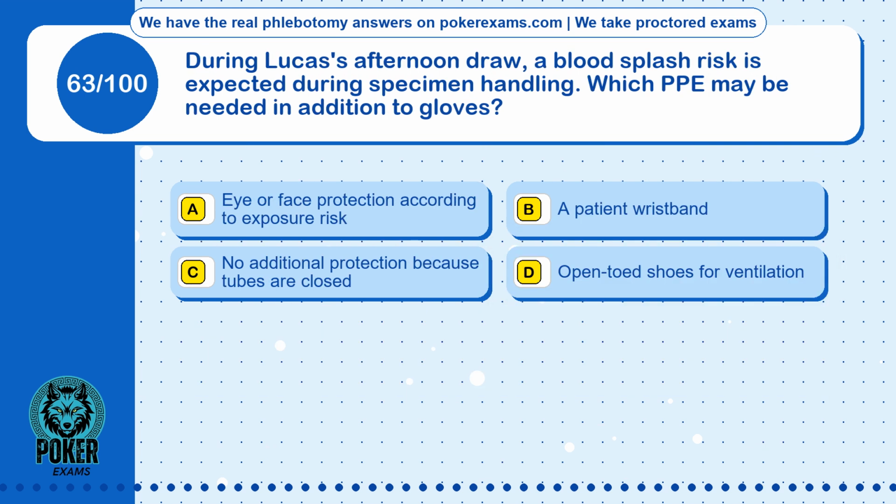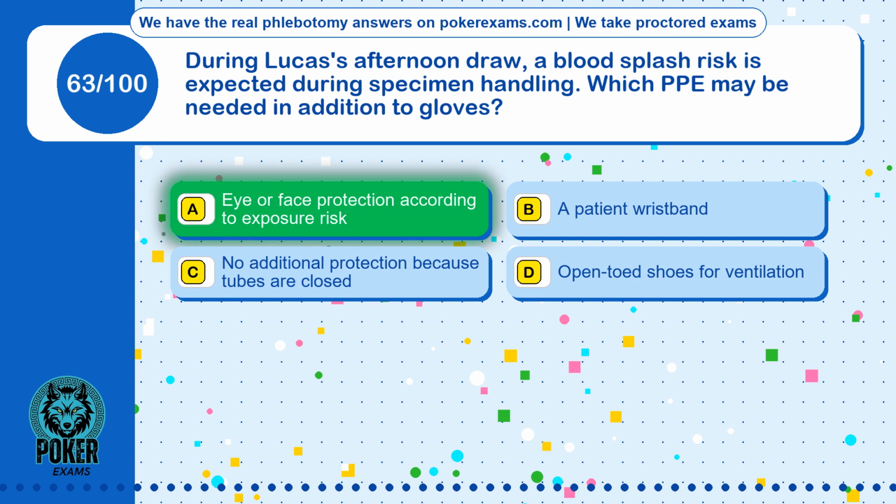Question 63. During Lucas's afternoon draw, a blood splash risk is expected during specimen handling. Which PPE may be needed in addition to gloves? Option A, eye or face protection according to exposure risk. Option B. A patient wristband. Option C. No additional protection because tubes are closed. Option D, open-toed shoes for ventilation.